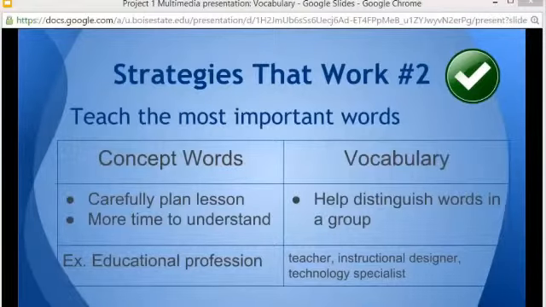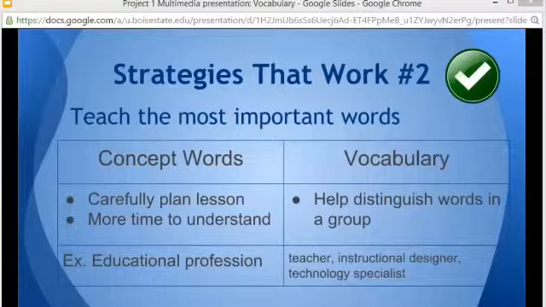Strategy number 2. Words can be labeled into two categories, a concept or vocabulary. It is better to teach concepts because once this has been established, new vocabulary can be placed under a particular concept. Because much of the legwork has been done teaching the concept, explaining new vocabulary to fit within this topic will be easier. Teachers can help students understand the differences of similar words within a group.